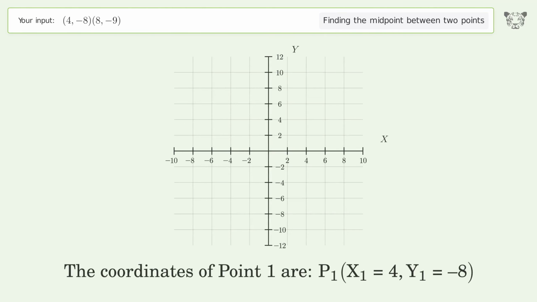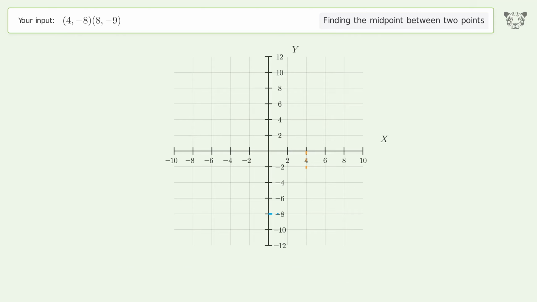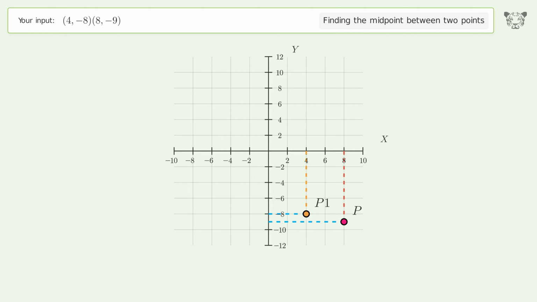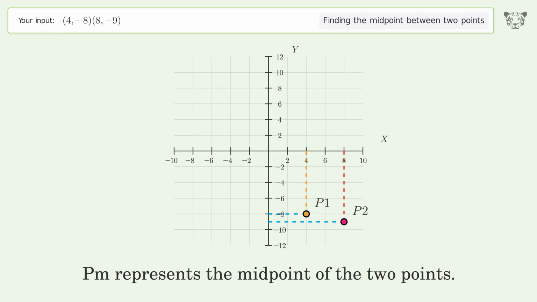The coordinates of point 1 are x1 equals 4, y1 equals -8. The coordinates of point 2 are x2 equals 8, y2 equals -9. PM represents the midpoint of the 2 points.